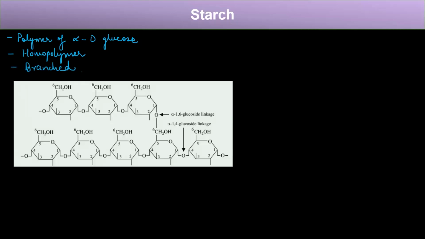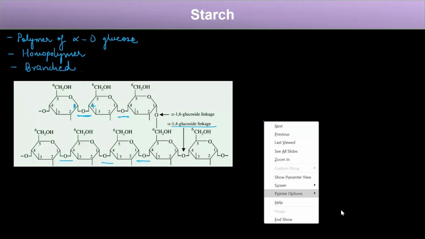Okay. Now, how does the starch look? Starch looks something like this. This is just two chains, but it has multiple chains and multiple branches. So what we are seeing in this structure is that it has two types of glycosidic linkage. The main, or majorly present, one is alpha 1,4. If you see this linkage, these are alpha glucose, and the linkage is between the first and fourth carbon. Hence it is alpha 1,4 linkage.